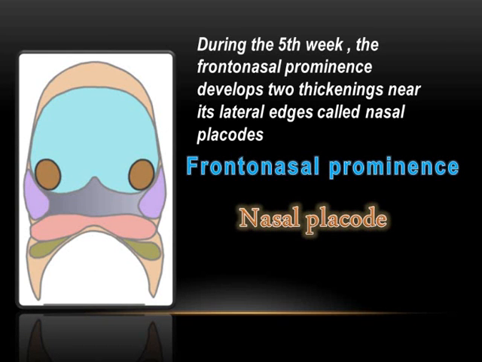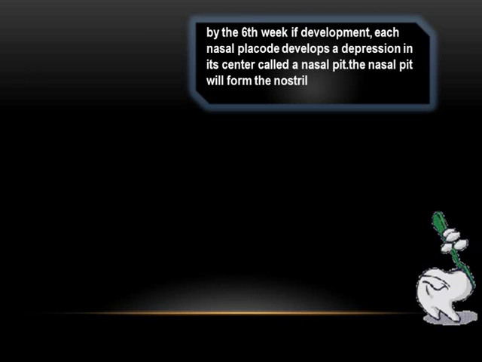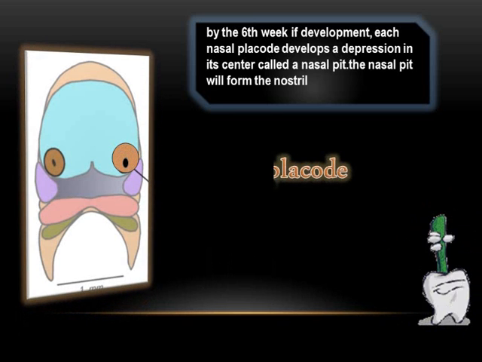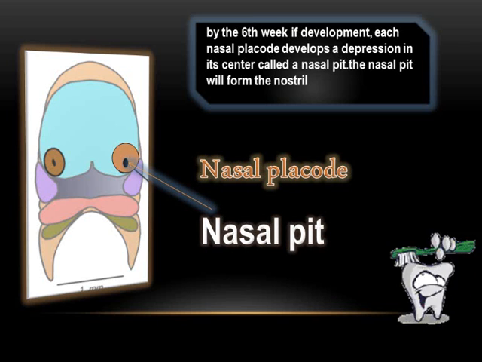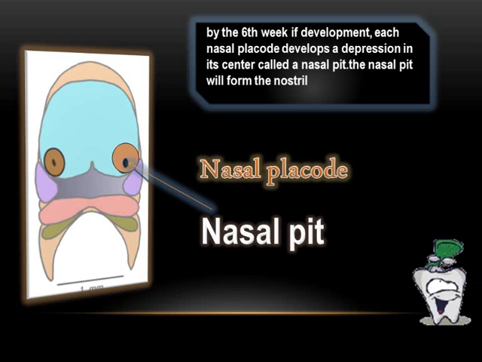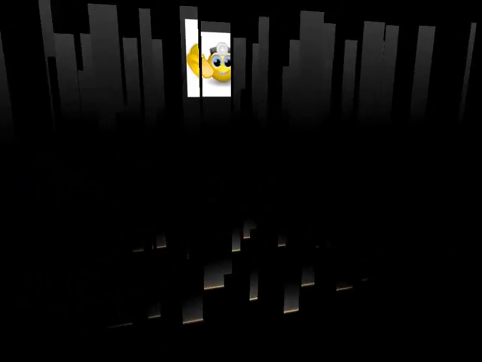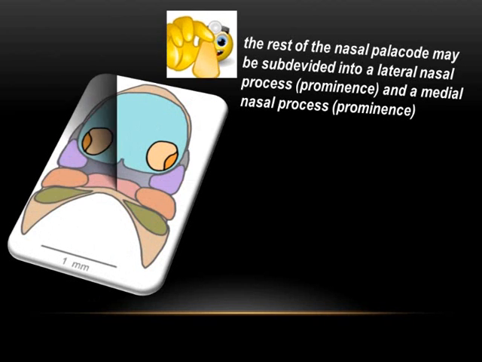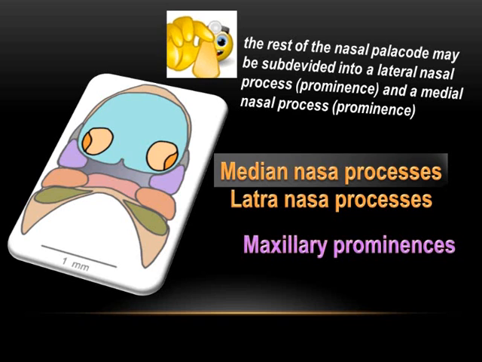During the 5th week, the frontonasal prominence develops 2 thickenings near its lateral edges called nasal placodes. Frontonasal prominence, nasal placode. By the 6th week of development, each nasal placode develops a depression in its center called the nasal pit. The nasal pit will form the nostril. This is the nasal pit. The rest of the nasal placode may be subdivided into a lateral nasal process and a medial nasal process.